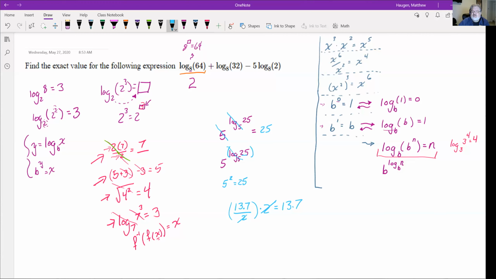Are you visually used to seeing, I don't know, 2 to the log base 2 of 8.3? No. But exponent base 2 and logarithm base 2 are inverses of each other. So what are they going to do? Undo each other and leave 8.3. Exactly.